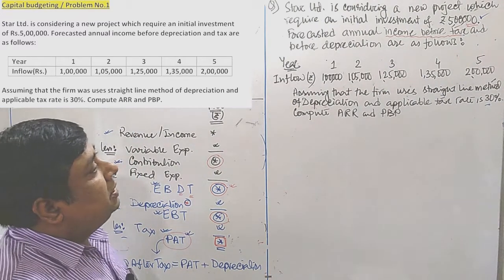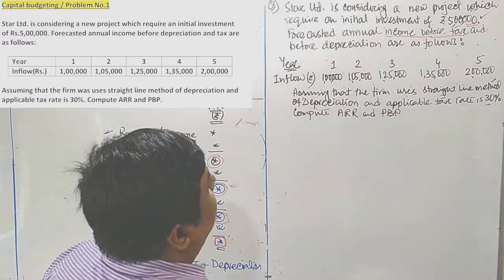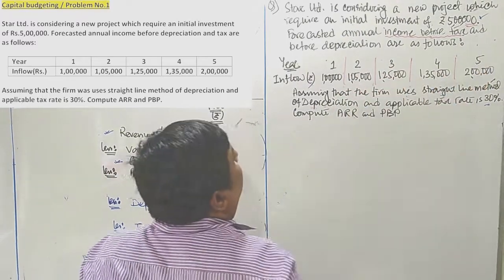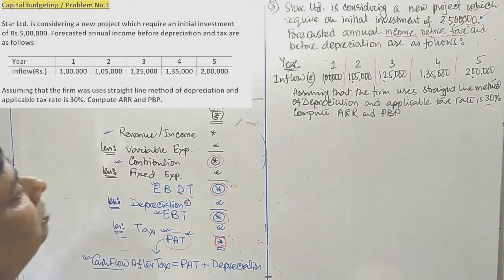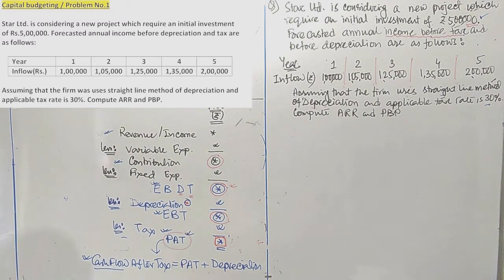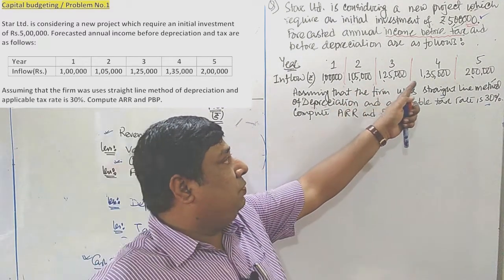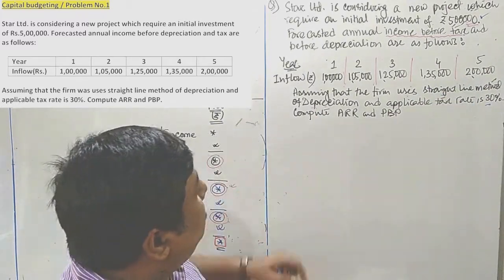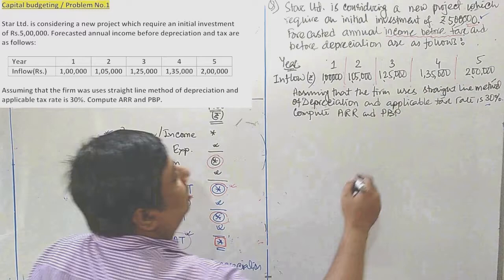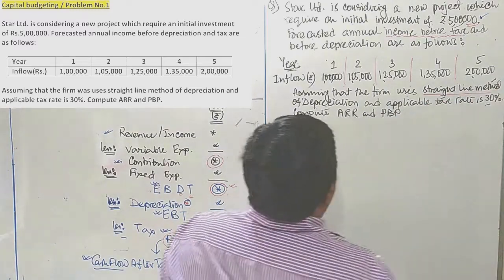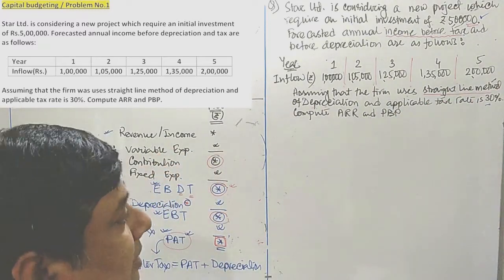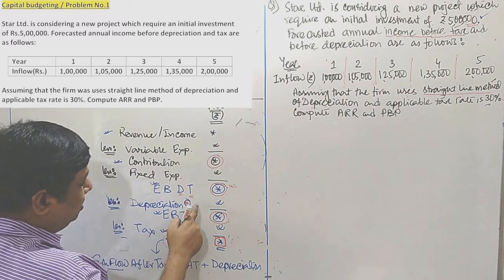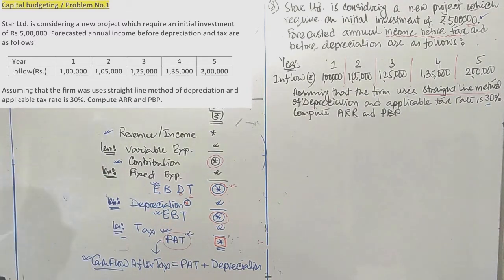Next, the years are given, 5 years. Probably you are getting here 1, 2, 3, 4, 5 consecutive years, and inflows are available to us. At first year 1 lakh, second year 1 lakh 5,000, third year 1 lakh 25,000, fourth year 1 lakh 35,000, and fifth year 2 lakhs rupees. Assuming that the firm uses a straight line method of depreciation, and the applicable tax rate is 30%. Since EBDT is provided, the information on depreciation and tax is available.